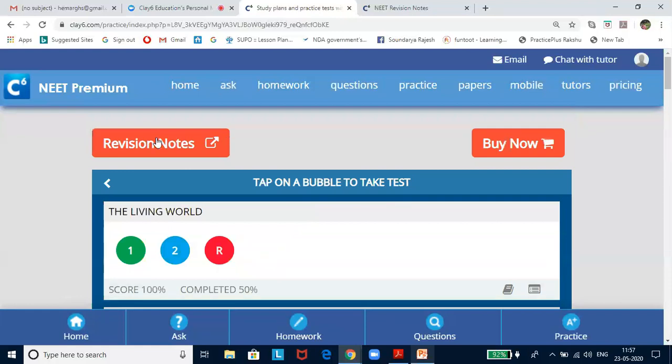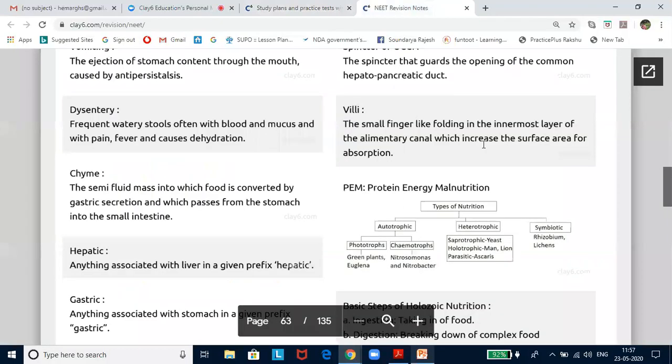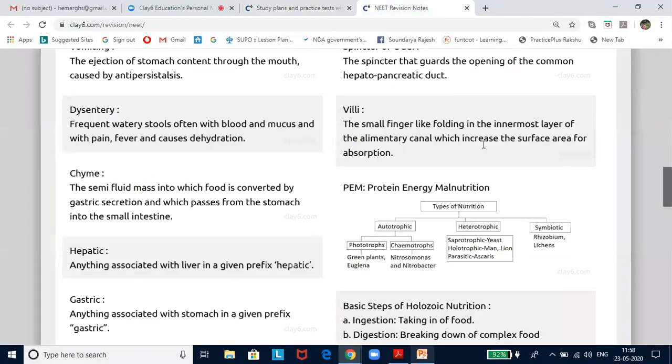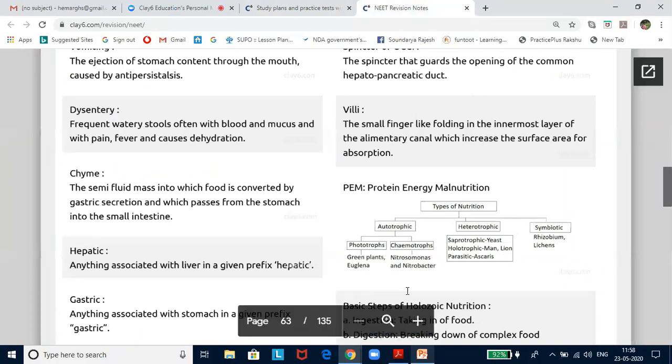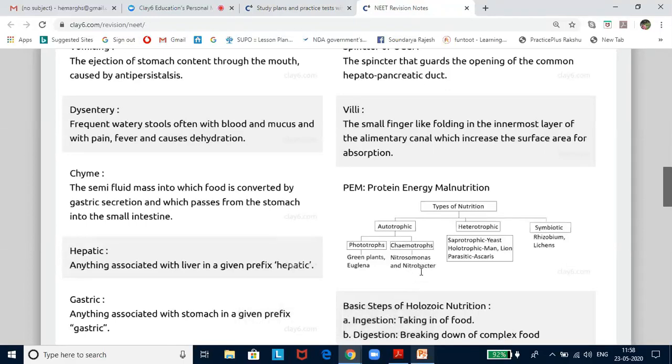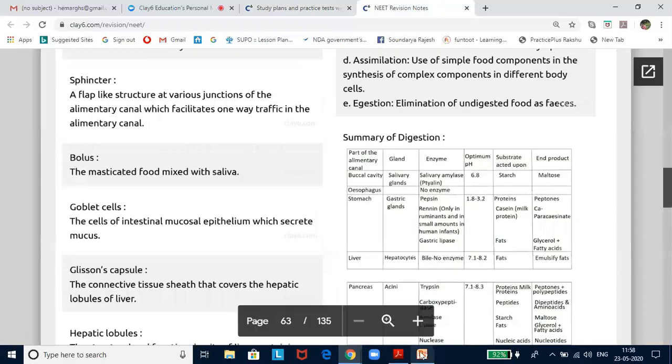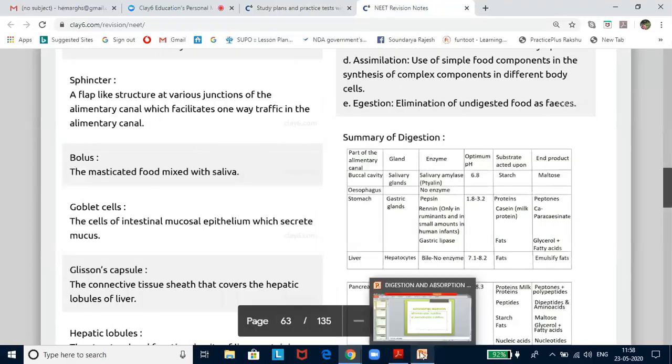Now here, if you click on this bubble, you will get revision notes. These revision notes are going to help you make a quick revision in physics, chemistry, and biology. This has just 135 pages, and it becomes very easy for you to learn and revise for your exams. All the key points have been captured for you by the tutors, so that it becomes very easy. And even if you have any doubt, you can always make a preparation.